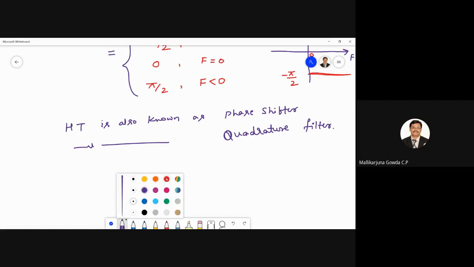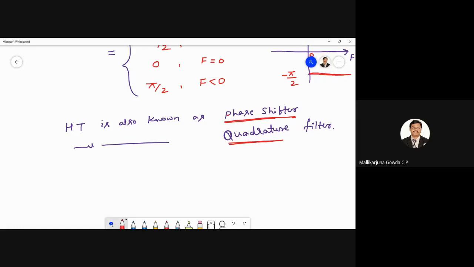Okay, so these things are clear. It is also known as a phase shifter because it provides phase shift of plus or minus 90 degree, and it is also known as a quadrature filter. So basically the Hilbert transform is a filter. It provides plus or minus 90 degree phase shift. Plus 90 degree for what frequency components of the input signal? For negative frequency components of the input signal, it provides plus 90 degree phase shift, and it provides minus 90 degree phase shift for the positive frequency components of the signal.